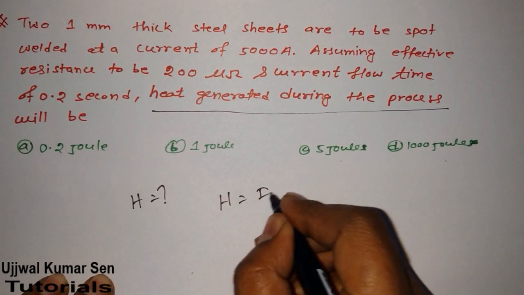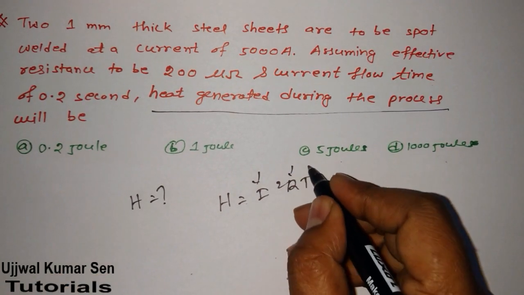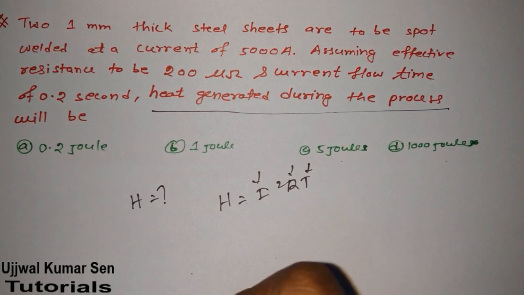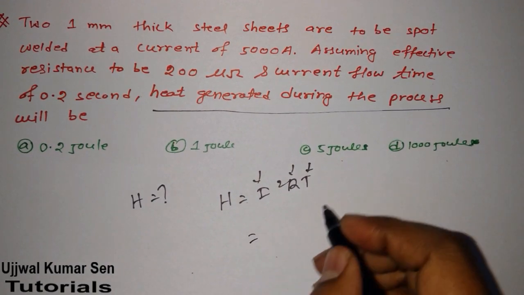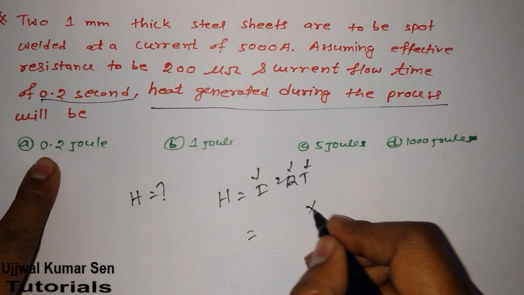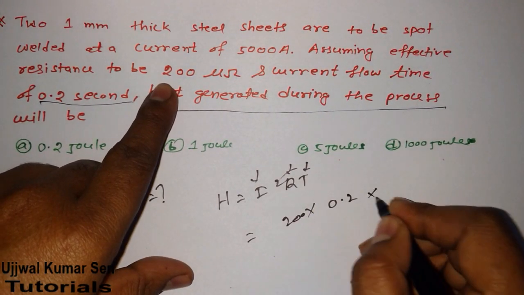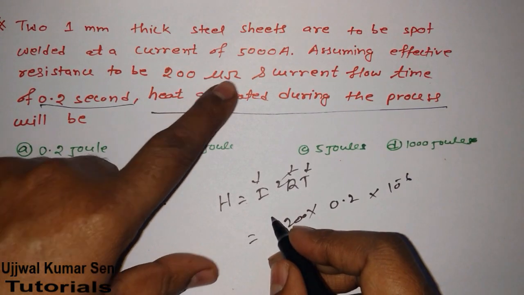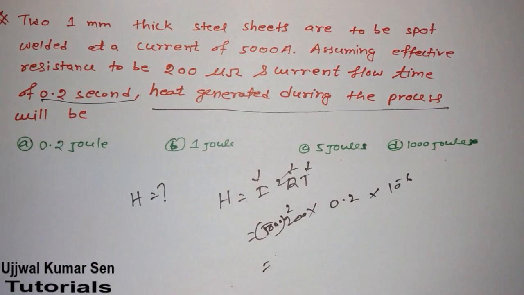We know H is equal to I square R T. Now I need to get what is I, what is R, and what is T. If anyhow I can manage to get things done, you don't need to get tension. Okay, so how to get all these values? Read the question. As you can see, it takes seconds, so 0.2 seconds. R is 200, unit 10 to the power minus 6, I have to multiply, this is in micro, and I is 5000, 5000 whole square.